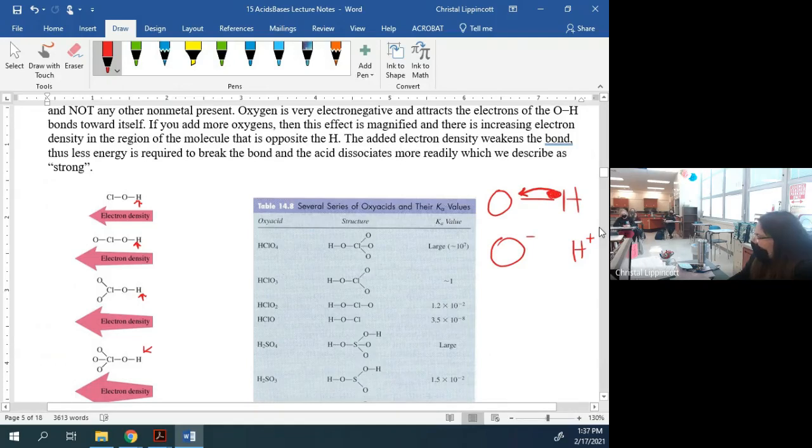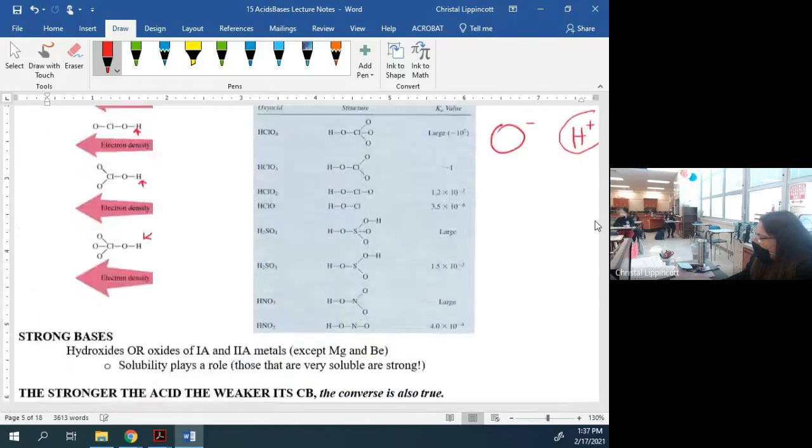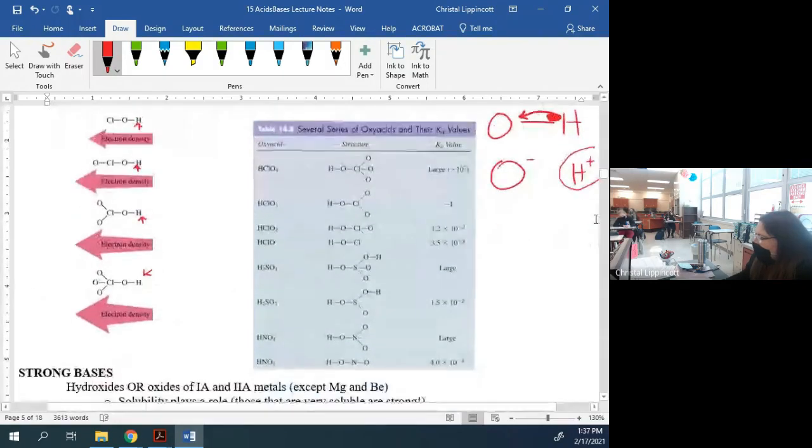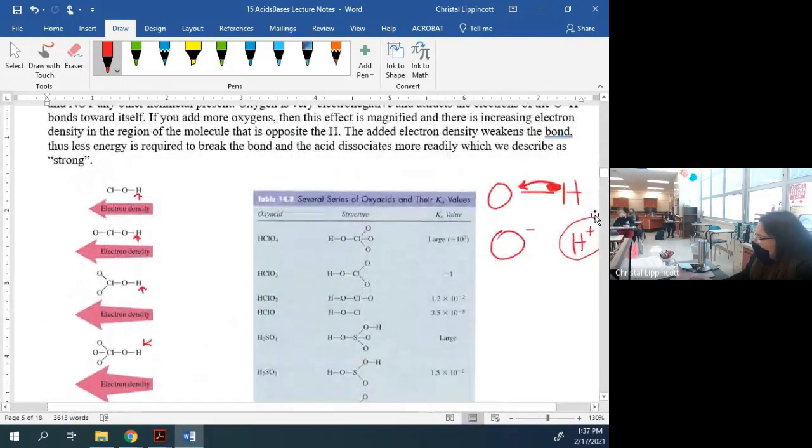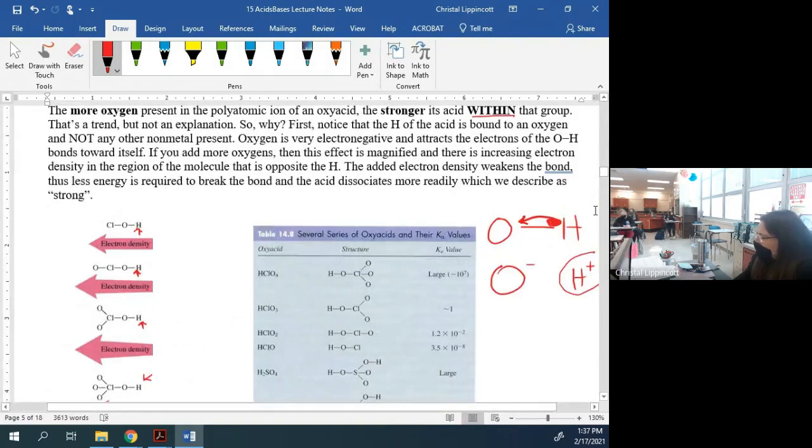And it's easy for that little plus charge to float off into nowhere. You get pulled away. It's gone. Bye. See ya. And that's your acid, the concentration that you're looking for to determine what the pH is of this solution.